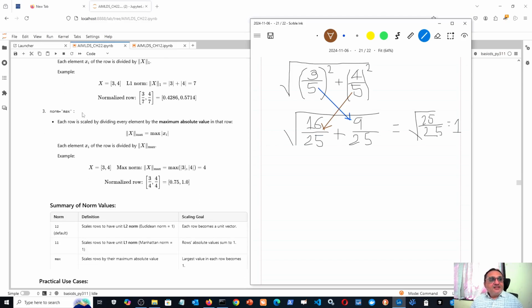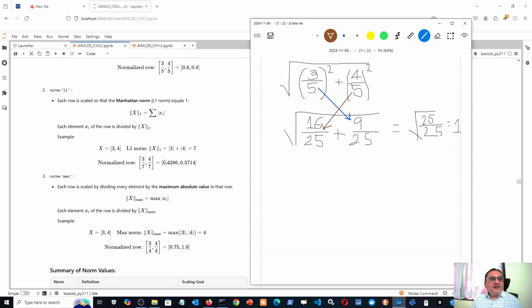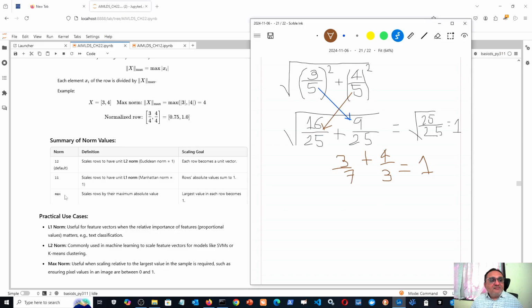Then this L1 normalization, what is its goal? The sum of the absolute values of each row becomes 1. Now let us see. This is L1 normalized with the value 3, 4. After L1 normalization it became 3 by 7, 4 by 7. If I add them, 3 by 7 plus 4 by 7, ideally I should not explain that, because it is clear that it is 7 by 7, and therefore it is 1. So the sum of the magnitudes of its vector elements, x and y elements, is equal to 1. Okay. Then what is the goal of max normalization?